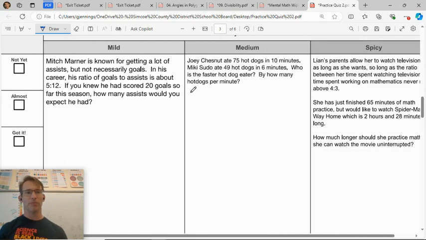Okay, I don't mind if I do. So here we go, Mitchie Marner. He's famous for getting assists, but not really goals. Because like, say he scores 5 goals, we'd expect that he has like about 12 assists over his career. That was pretty well true at the time I wrote this problem. It's probably still true. He still is very heavily assists over goals.